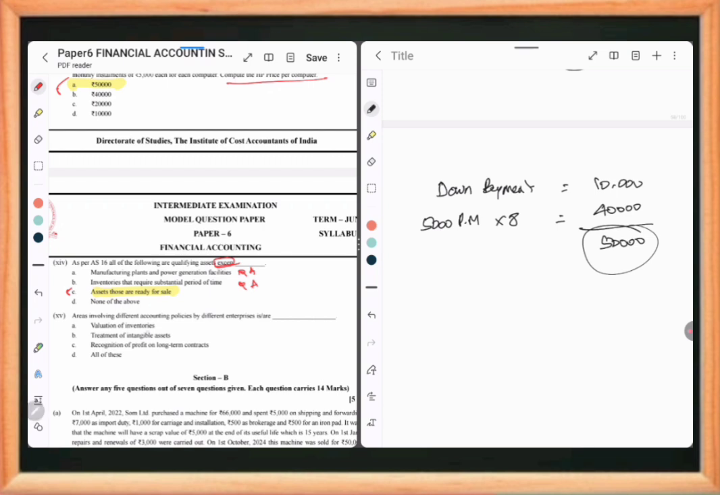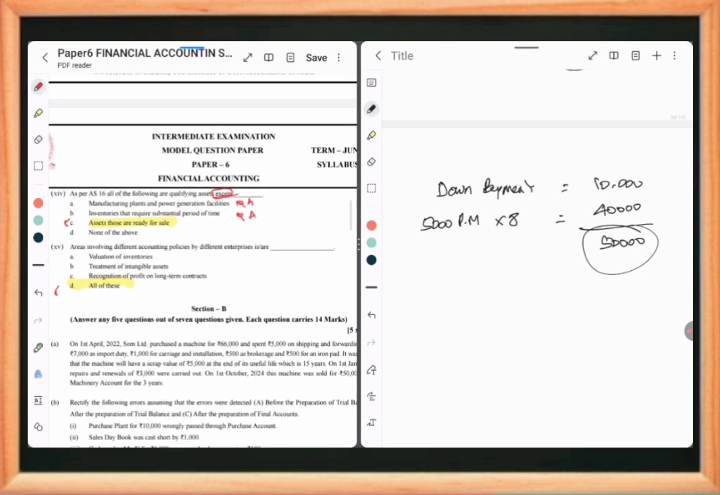So valuation of inventories, it is also correct. Treatment of intangible assets, that is also correct. And then recognition of profit on long-term contracts. So all of this will be the correct answer. So areas involving different accounting policies by different enterprises, all the 3 are correct. Please make note of it, all of this. So A part is over, and then section B we will see.